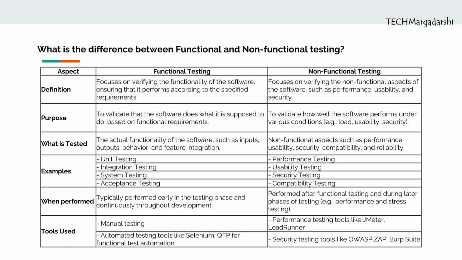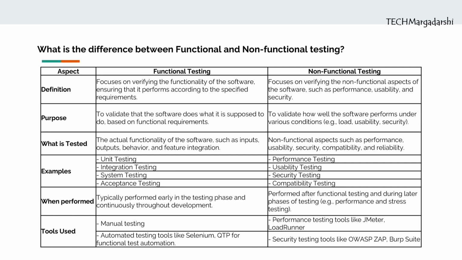Examples: functional testing includes unit, integration, system, and acceptance testing. Non-functional testing includes performance, usability, security, and compatibility testing. When performed: functional testing is done early and continues throughout development. Non-functional testing is usually done after functional testing, often in the later phases.